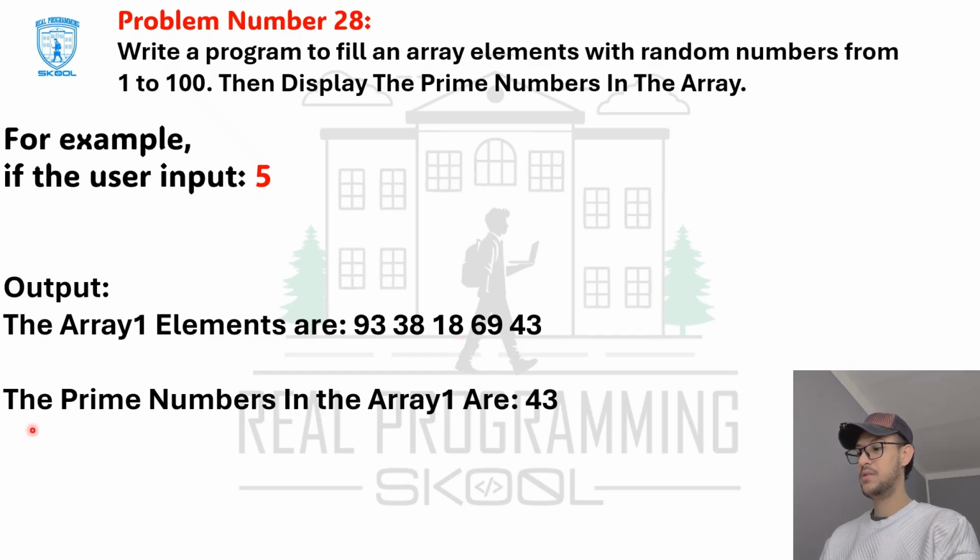The compiler displays for us the string: the prime numbers in the array 1 are 43, because 43 is the only prime number in these random 5 numbers that the compiler returned to the user. So now let's go to Visual Studio to see how we're going to convert this requirement into code.